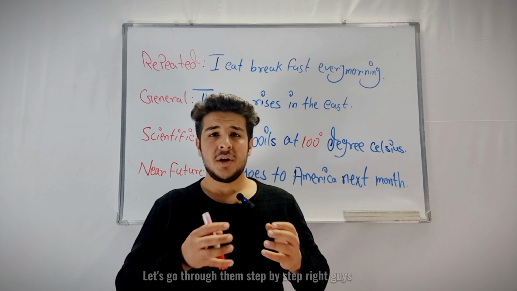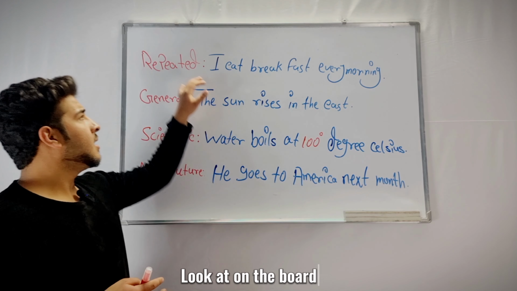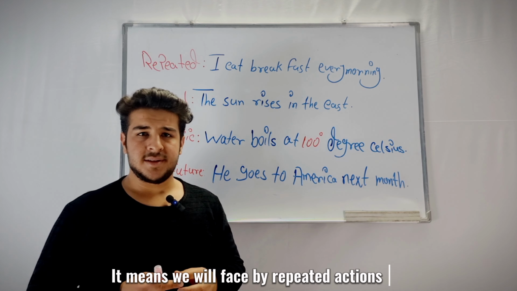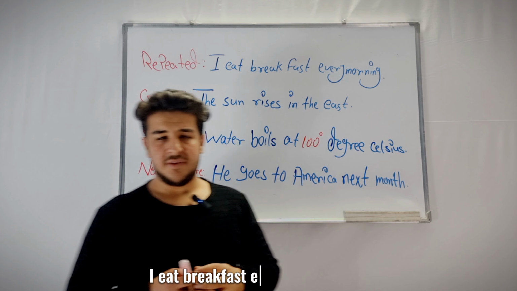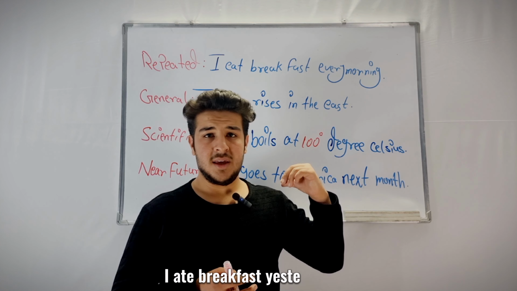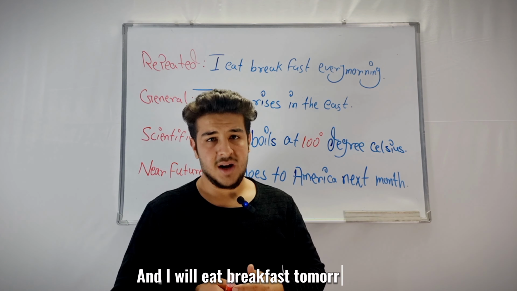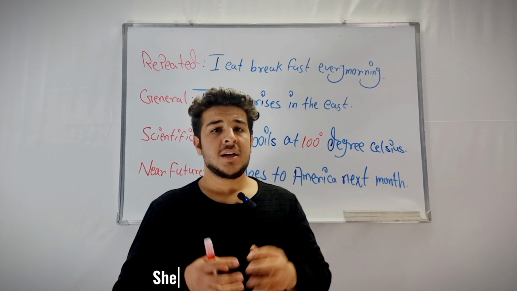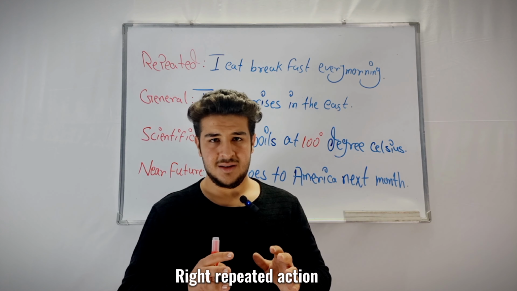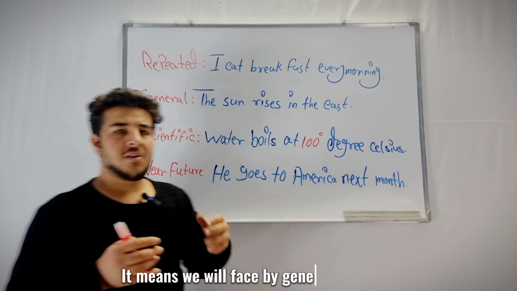Let's go through them step by step. Look at the board. Repeated actions means we will face repeated actions. For example, I eat breakfast every morning. It means I ate breakfast yesterday, I eat breakfast today, and I will eat breakfast tomorrow. And she goes to school every day. Repeated action.